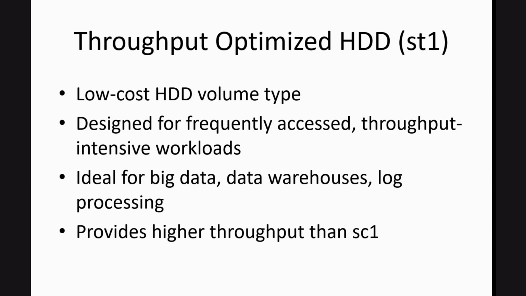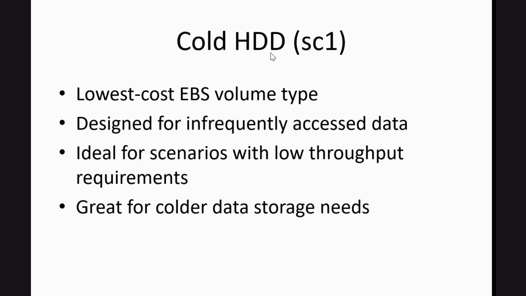Next we can see cold HDD, that is called SC1, the lowest cost EBS volume type. This is designed for infrequently accessed data. When we archive, or if we don't use the data, we can store it in SC1. Ideal for scenarios with low throughput requirements, because we don't access this data frequently. Great for colder data storage needs. Cold means it is like freezing the data. We don't use the data, we are just storing it.